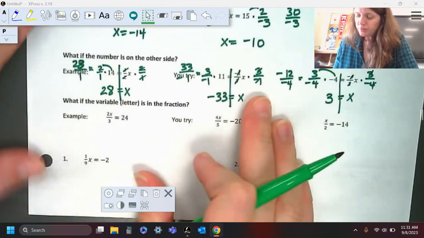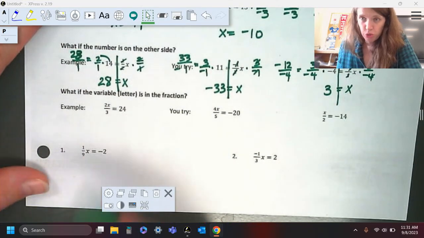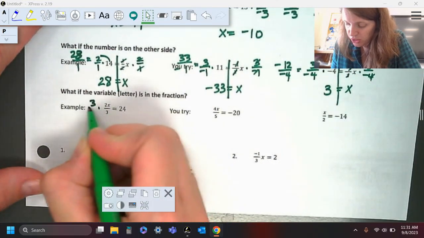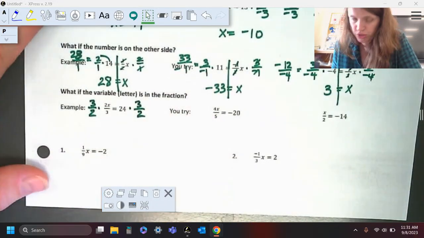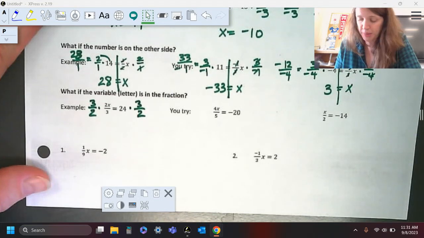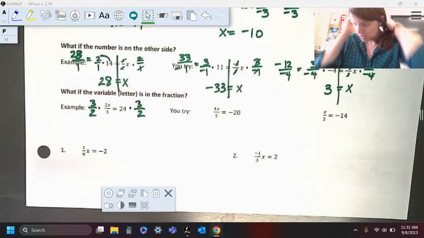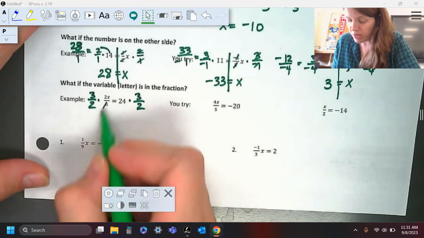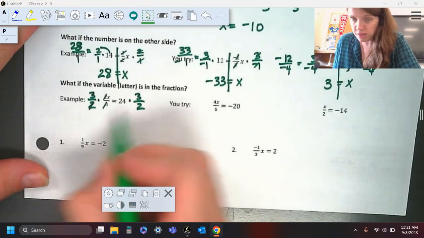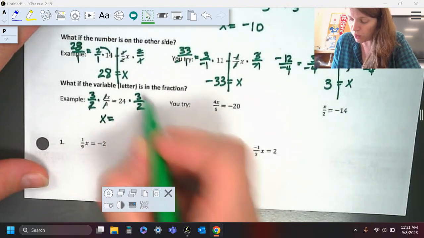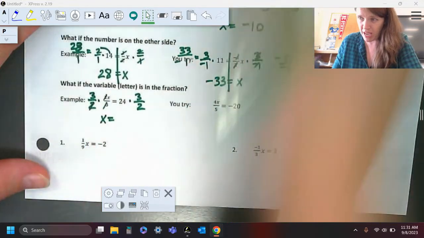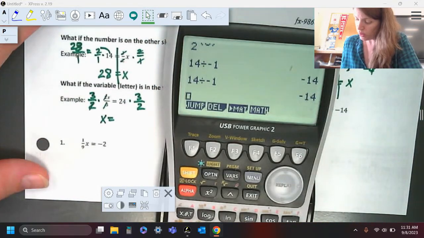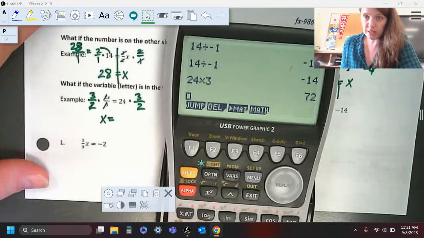So in this problem, my fraction is still 2 over 3. So my opposite fraction is 3 over 2. I'm going to multiply on both sides by that opposite fraction to get rid of both the multiply and divide at the same time. Now the 3 and the 3 cancel, the 2 and the 2 cancel, and I just get x equals 24 times 3 over 2. And you might say, I can't do 24 times 3 in my head. That's okay, right? 24 times 3 gives me 72.